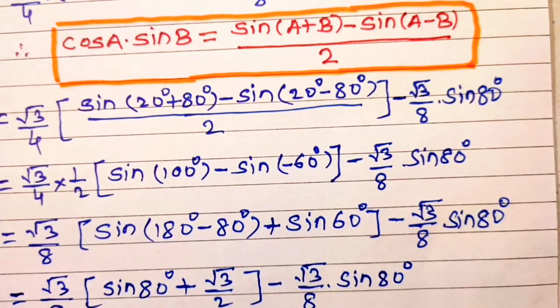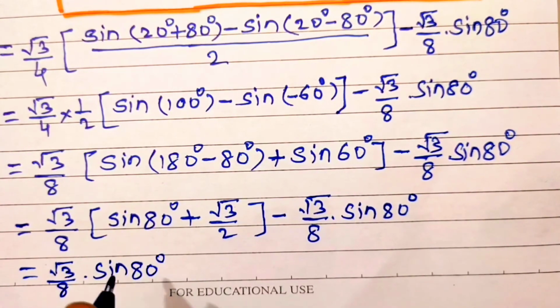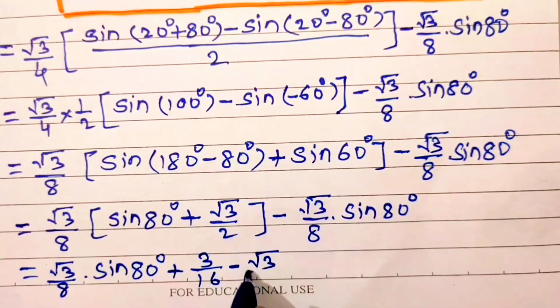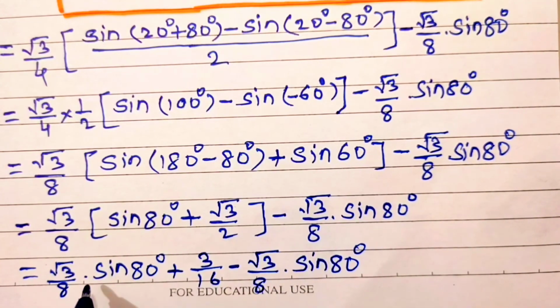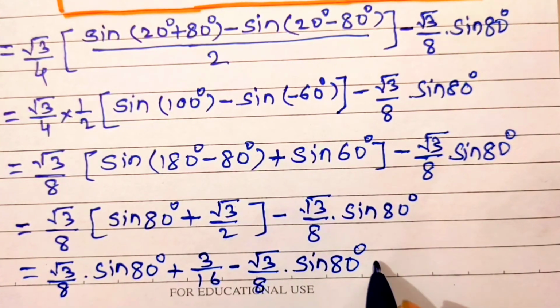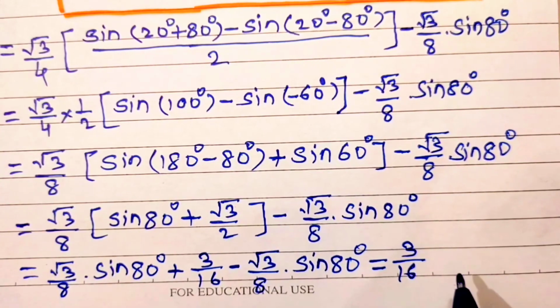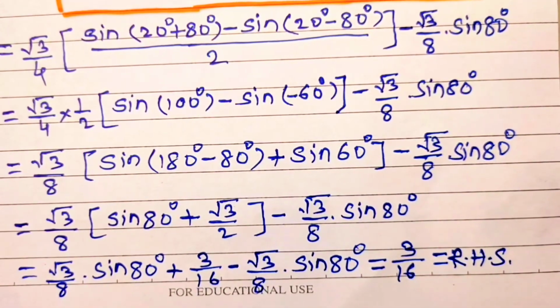Simplify this, separating the terms. This can be written as root 3 upon 8 sine of 80 degree, plus root 3 into root 3, 3 upon 16, minus root 3 upon 8 sine of 80 degree. Now this term and this term gets cancelled, remains only 3 upon 16, which is equal to the right hand side of the given statement. So this is solution, or this is proof of given statement.